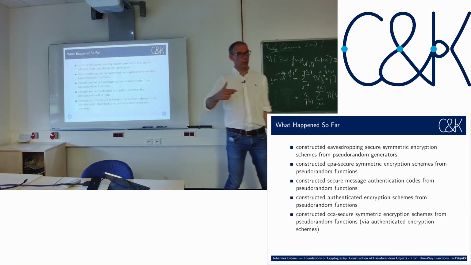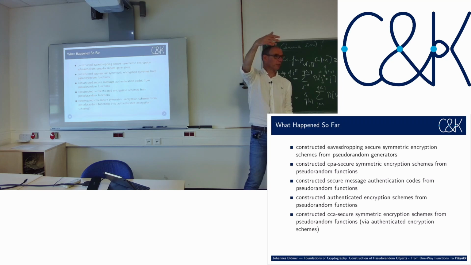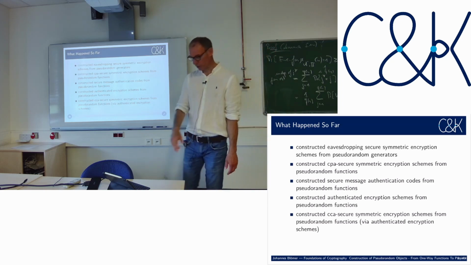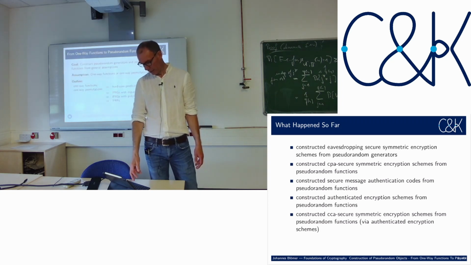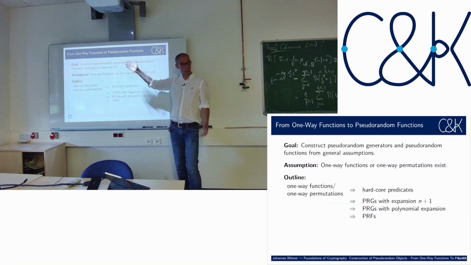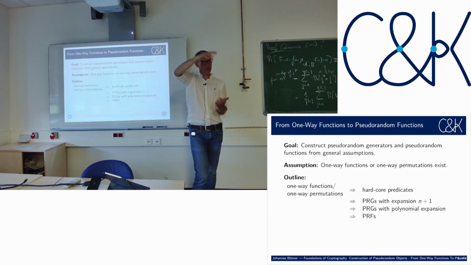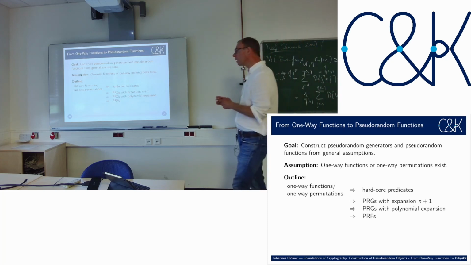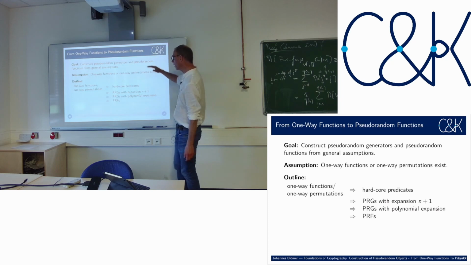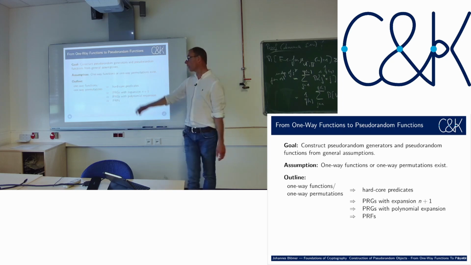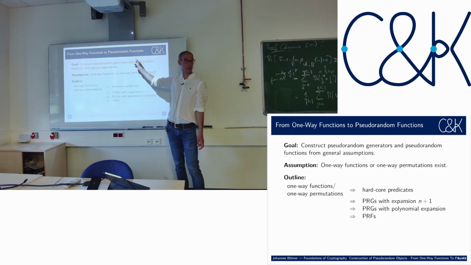Remember, I said what we want to do is build things from general assumptions. So our general assumption here is that pseudorandom functions exist. Well, we can simplify our assumptions quite a bit. What do we need to construct pseudorandom generators and pseudorandom functions? Can we reduce that to the assumption that simpler objects exist? What one can prove is that if one-way functions exist, and actually one-way functions are sufficient, then pseudorandom generators and pseudorandom functions exist.